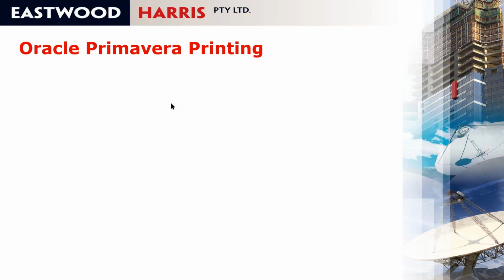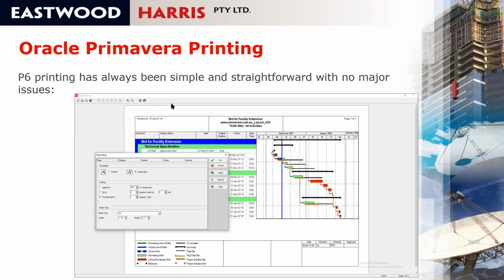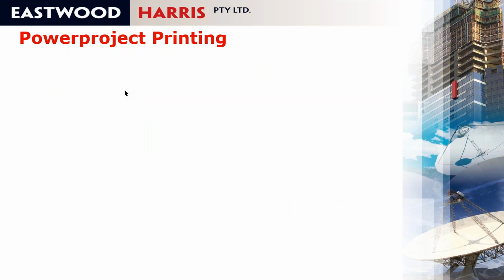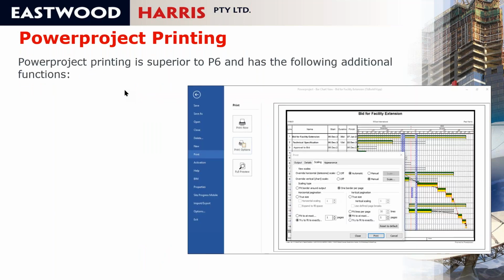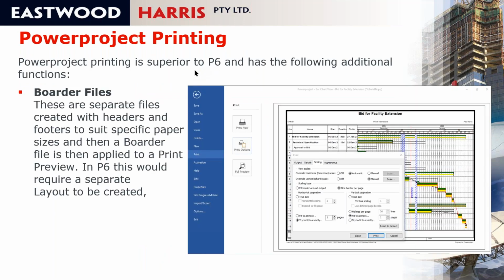Oracle Primavera printing. P6 printing has always been simple and straightforward with no major issues. Again, unlike Microsoft Project, which has always been a nightmare. In Powerproject, I believe it's certainly superior to P6 with the additional function. It has border files, so you can create border files with the logo and header scaled to suit either A1 or A0 or A4 sheets.